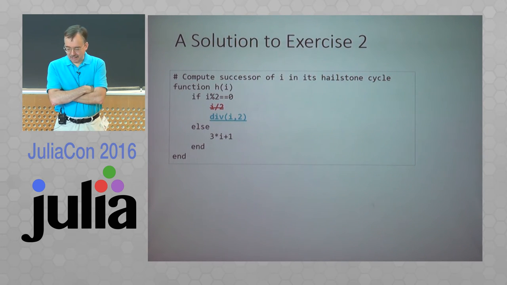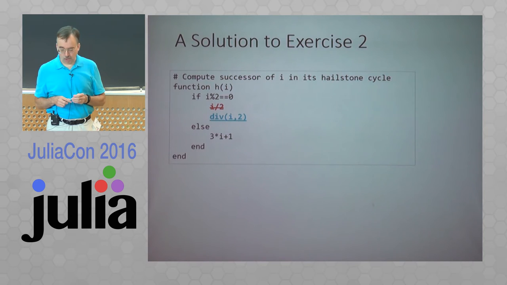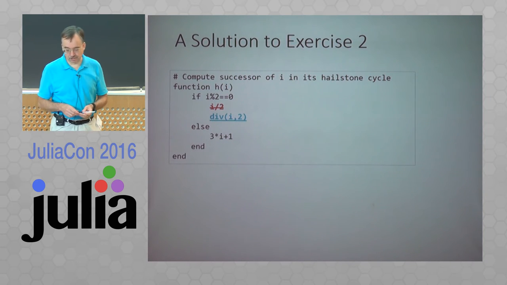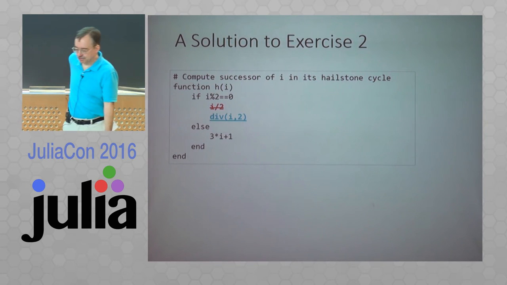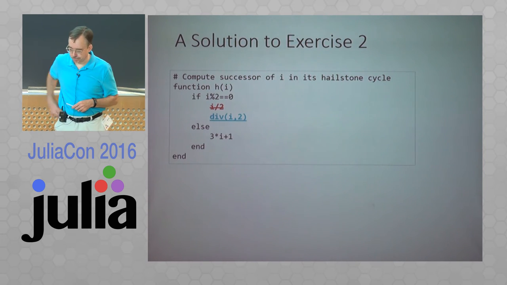So, as it was originally written, the function h is type unstable because on one branch it returns a floating point value, and on the other branch it returns an integer value. By replacing the divide by two with a div, we now get an integer result on both arms of the branch.